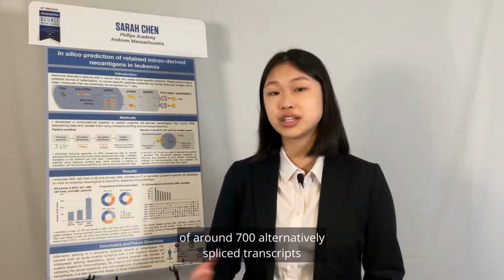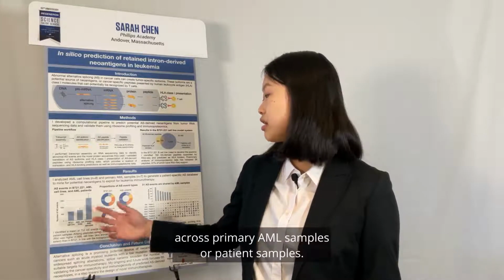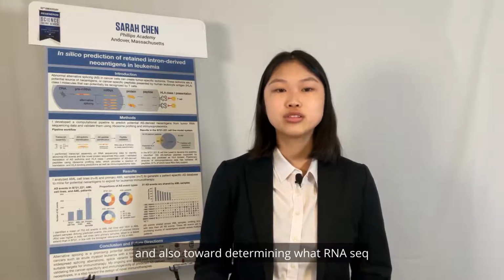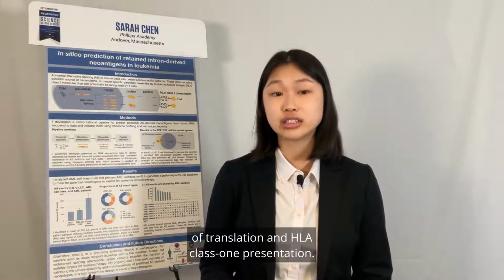So I detected an average of around 700 alternatively spliced transcripts across cell lines and about 1,600 across primary AML samples, or patient samples. Now, ongoing efforts are directed toward generating ribosome profiling and immunoproteomics data in AML cell lines for further validation, and also toward determining what RNA-seq features are associated with a higher probability of translation and HLA class I presentation.